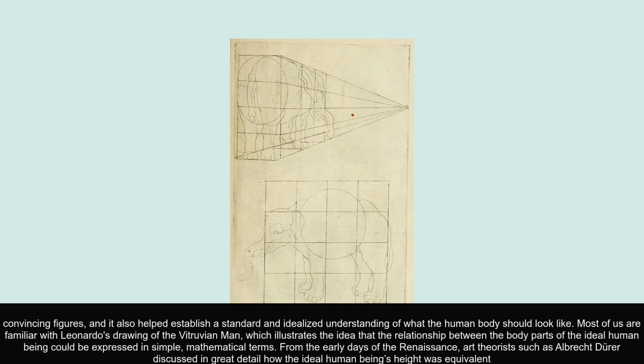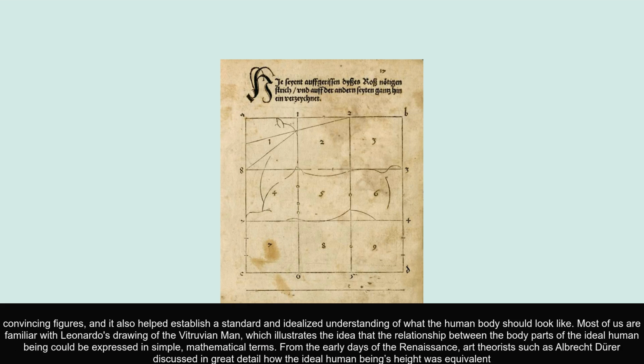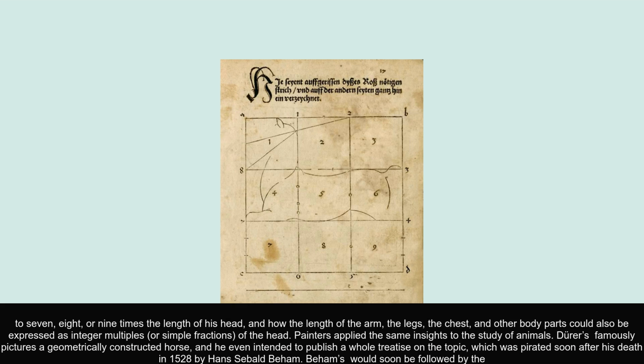Most of us are familiar with Leonardo's drawing of the Vitruvian Man, which illustrates the idea that the relationship between the body parts of the ideal human being could be expressed in simple, mathematical terms. From the early days of the Renaissance, art theorists such as Albrecht Dürer discussed in great detail how the ideal human being's height was equivalent to 7, 8, or 9 times the length of his head, and how the length of the arm, the legs, the chest, and other body parts could also be expressed as integer multiples, or simple fractions, of the head. Painters applied the same insights to the study of animals.